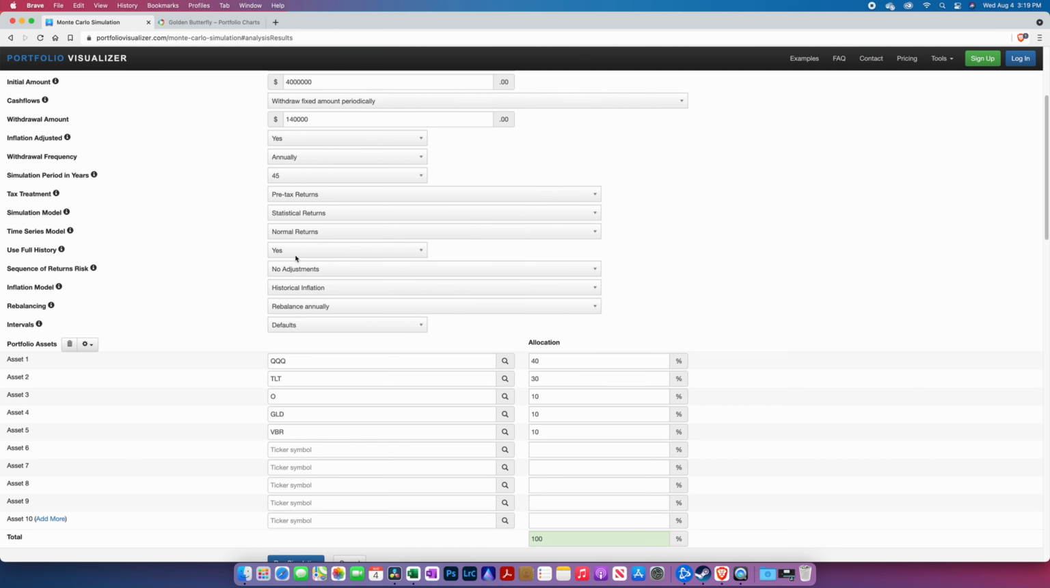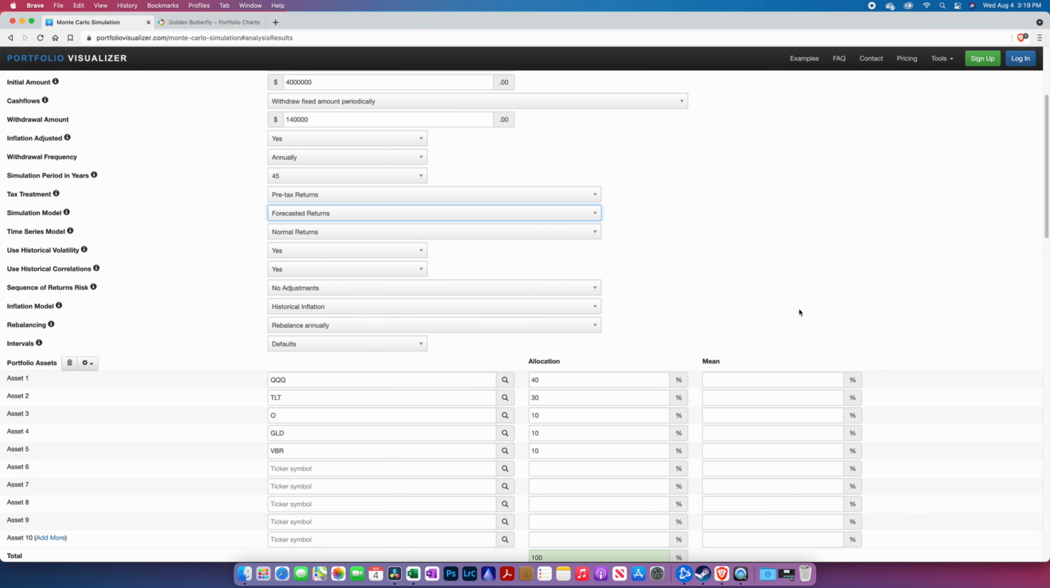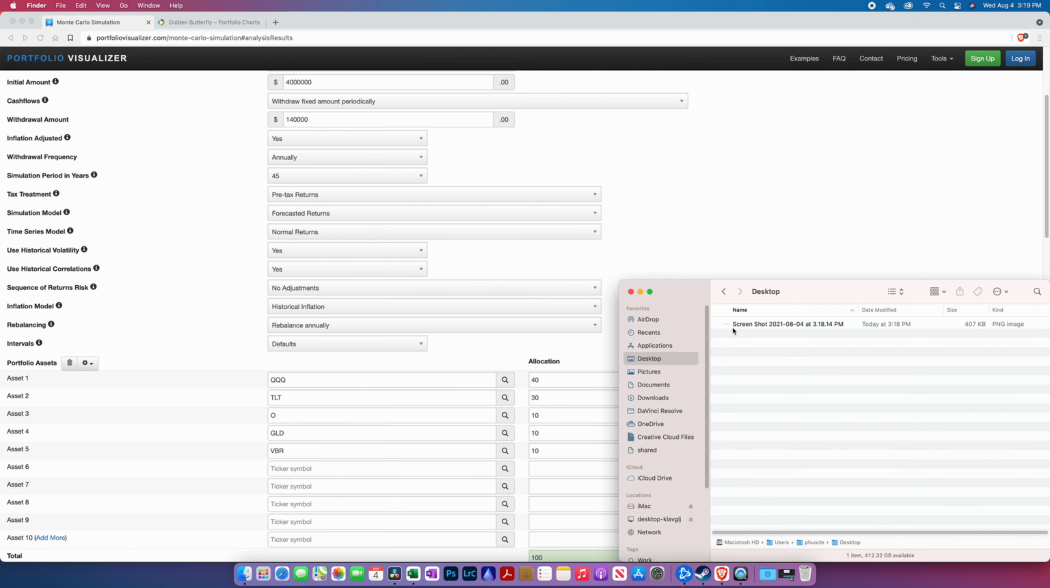Okay. The next one is the forecasted return. So this is where you get to put in some mean returns, and then using the standard deviation, it'll figure out the rest. So let me see if I can pull that picture back up.